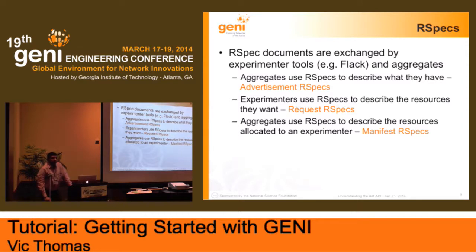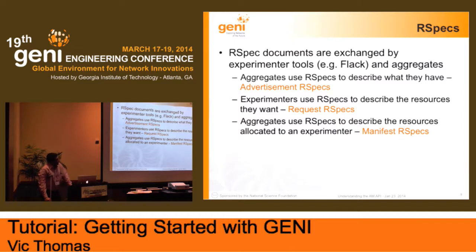A lot of setting up an experiment in GENI is about negotiating resources: finding out what resources are available, asking for resources, finding information about resources you got. All that happens through the exchange of RSpecs between you, the experimenter, and the aggregate, the organization providing you the resource. Fortunately, you have tools such as FLACK to carry on this dialogue for you. In fact, you did it before lunch without having to look at RSpecs. So the tools do that for you.